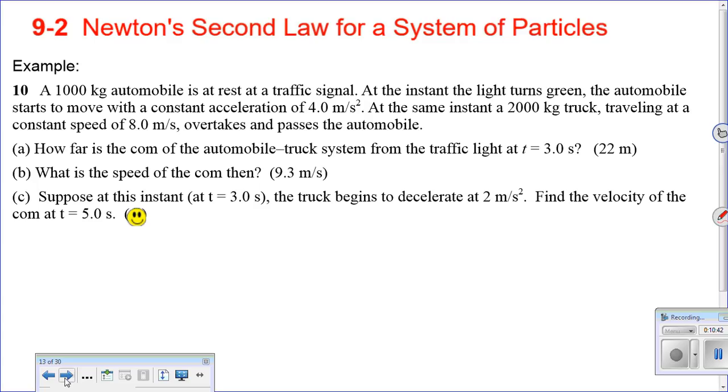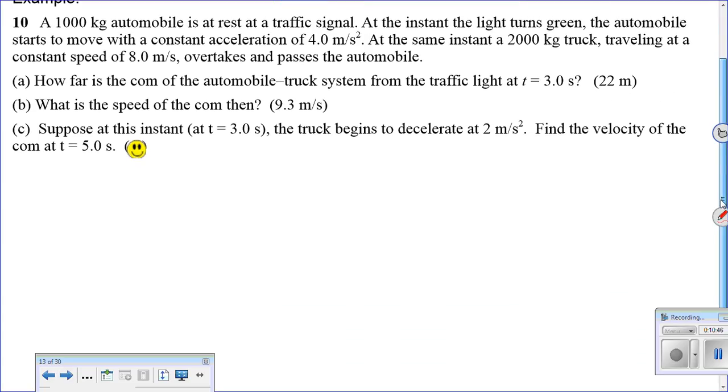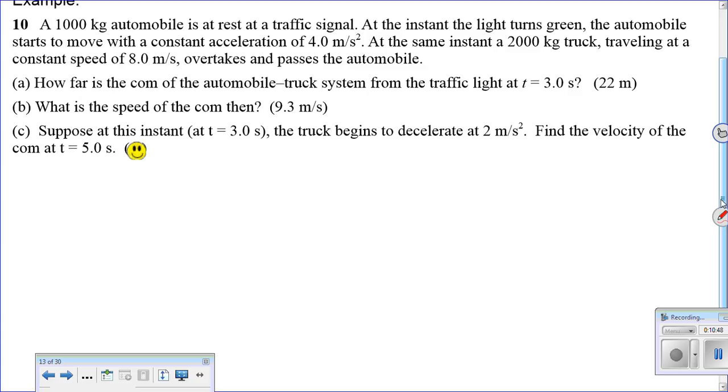We need to keep track of information about the two things. So I'll refer to the automobile as auto and the truck as truck. All right, here we go. For the automobile, here are the things we know. It has a mass of 1,000 kilograms. And I know that it starts at rest.